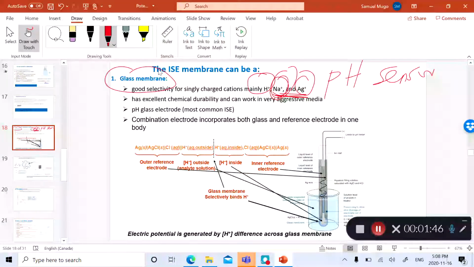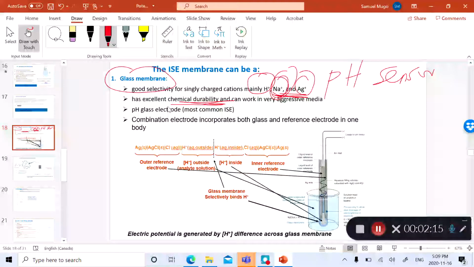However, it's the most common and very commonly used in lots of applications, right? In agriculture, in the lab, you use a pH electrode all the time. And so it's a good basis for us to understand ion selective electrodes. Now, one huge advantage of this glass membrane is that it has excellent chemical durability, even in very aggressive types of solvents, so it can be used.